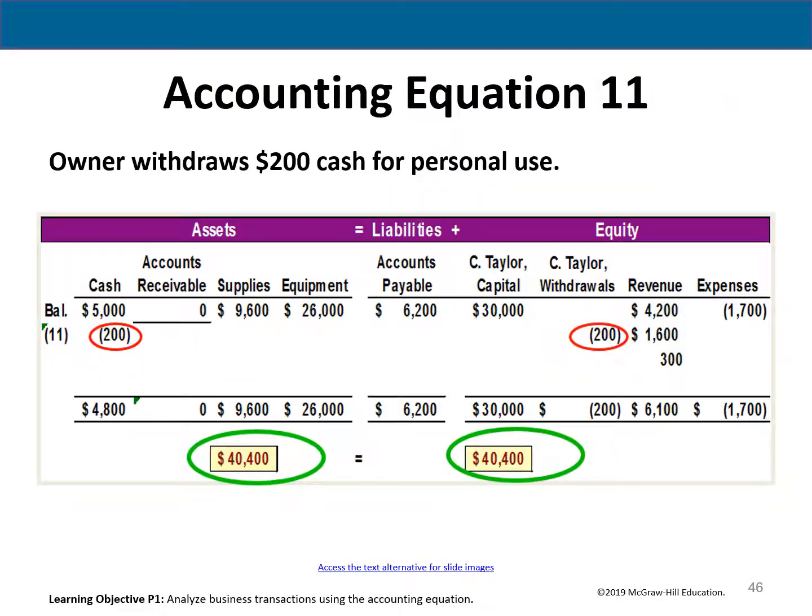Take a look. Now we have a new column, and now we have all four parts of equity represented on our spreadsheet. Cash decreases, and then we show the decrease in a separate column called withdrawals. Withdrawals have a negative impact on our equation. So cash went down, plus supplies and equipment, got $40,400. Liabilities are now at $6,200 in accounts payable. Capital is added, withdrawals are subtracted, revenues added, expenses subtracted to get $40,400.